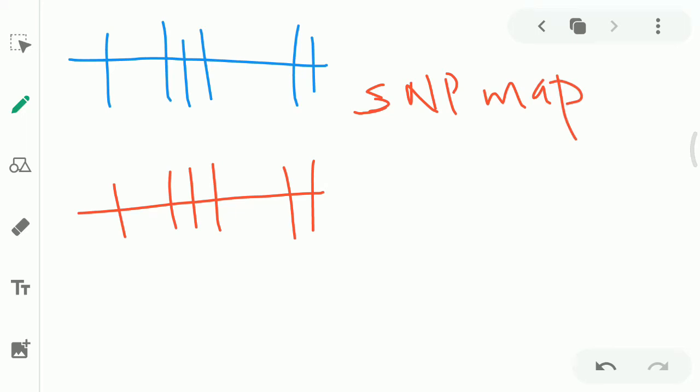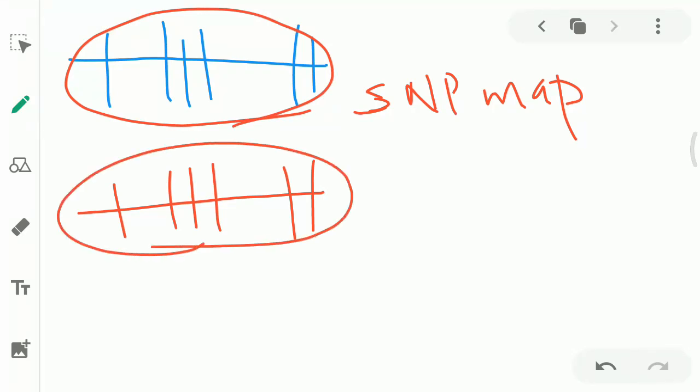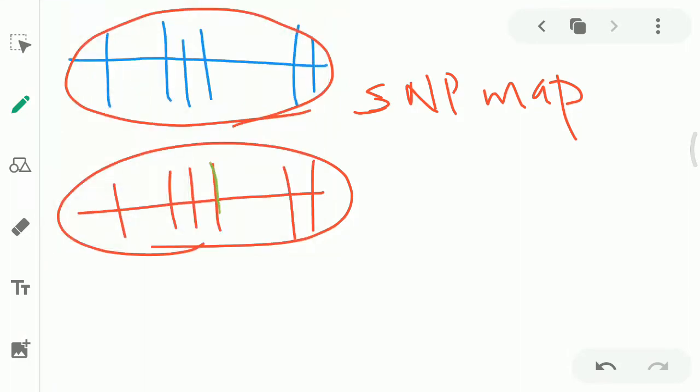If you take the SNP profile of one individual, and compare that with another individual, you will find some differences. For example, these are the differences between these two individuals. The rest of the SNPs are the same for them. Now, these two differences may have some advantage as well as disadvantage.